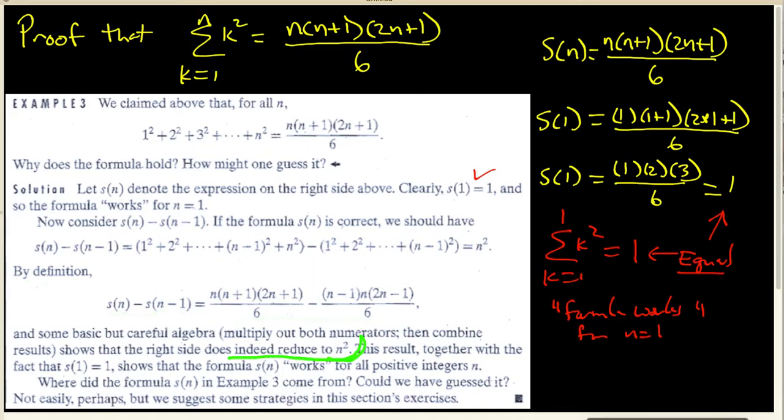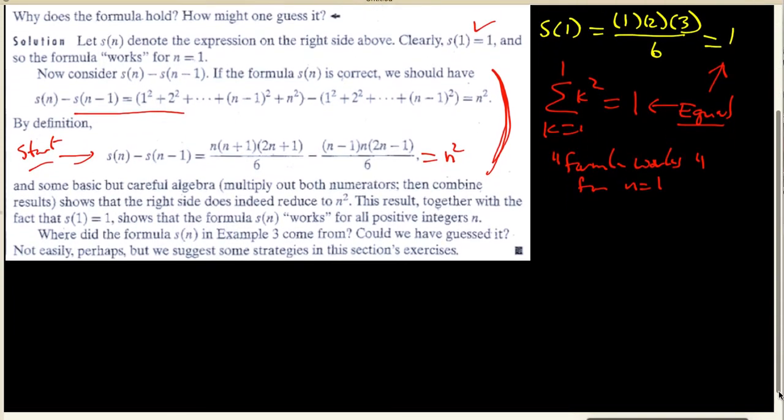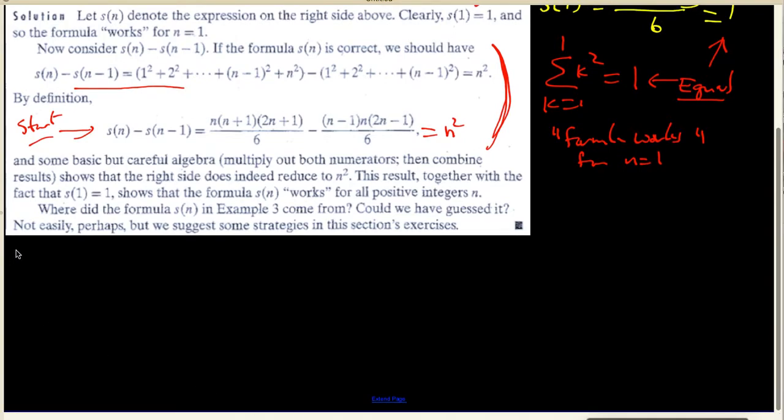In other words, the authors are claiming that if we start here, this will be n squared, and they're saying that the formula will work because of this fact. In other words, I want to state the logic of this area of their proof very carefully. So the actual logic that the authors are using is this.